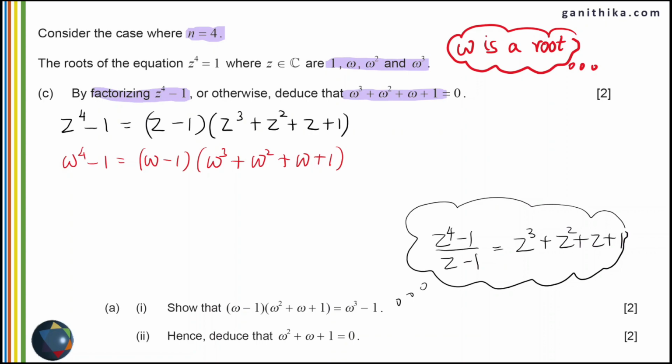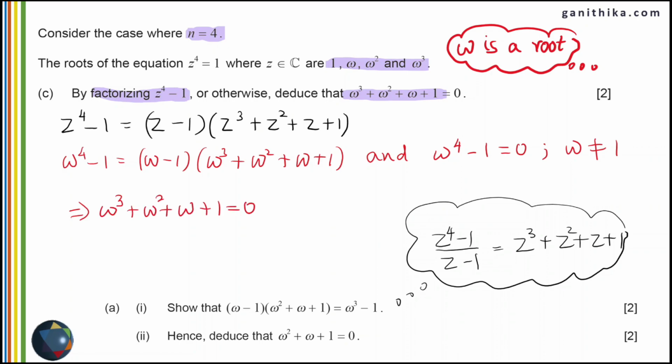Now, following the same steps as you followed for A2, omega power 4 minus 1 should be equal to 0 because omega is the root, and omega and 1 are different roots. Therefore, omega minus 1 cannot be 0. Therefore, the only zero part is omega cube plus omega square plus omega plus 1 equal to 0. And these are the things that you should show in your answers. This question will have 1 answer mark for factorizing z power 4 minus 1 and 1 reason mark for giving that omega power 4 minus 1 is equal to 0 and omega not equal to 1. So this is again a simple question. If you follow question A correctly, you can easily do question C.